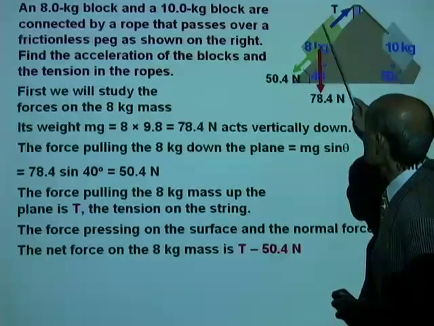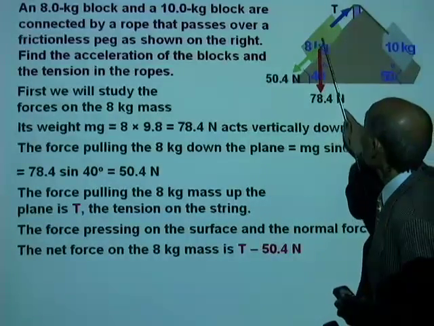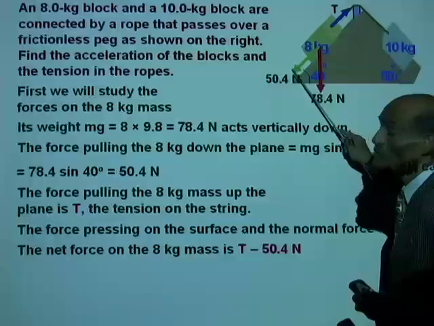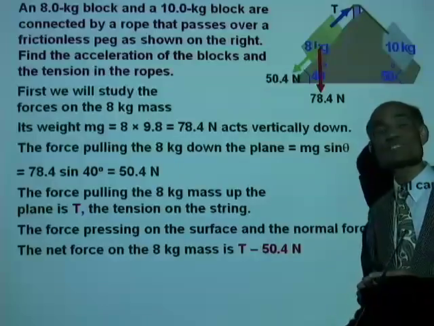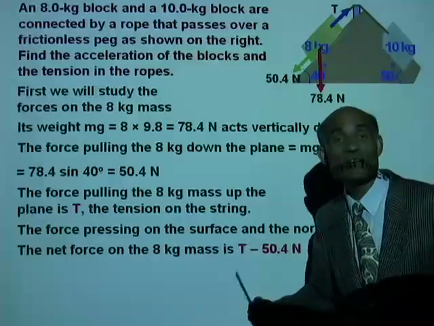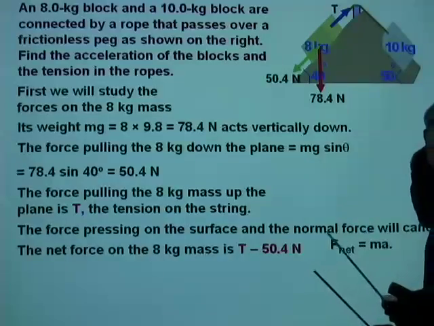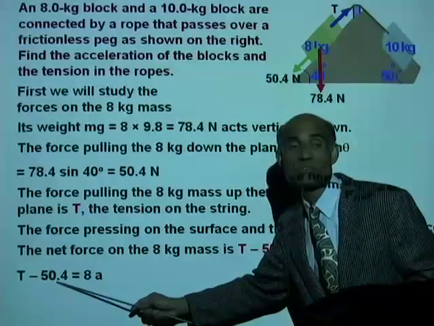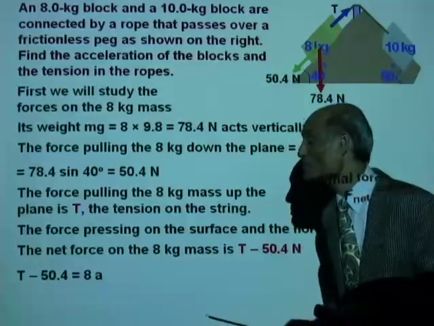As a result, what is the net force on this 8 kilogram? The net force will be the tension T acting up the plane, 50.4 Newton acting down the plane. The net force will be T minus 50.4 Newton. And that net force must be equal to MA. So F net equal to MA, let's write that equation. T minus 50.4 equal to MA. M is 8 kilogram and A we need to find.